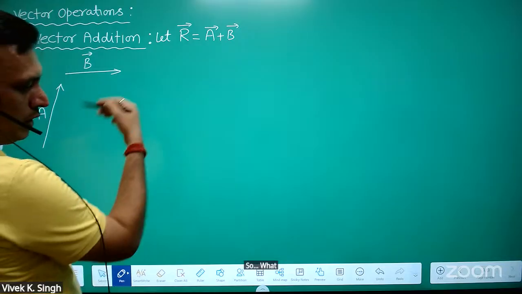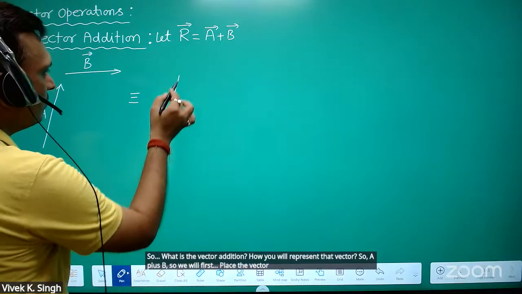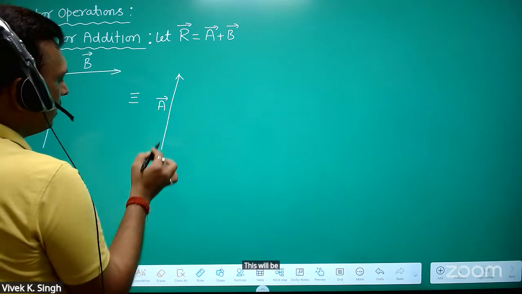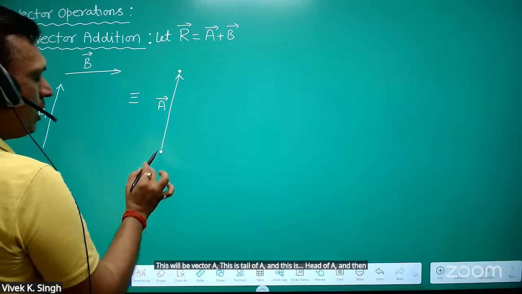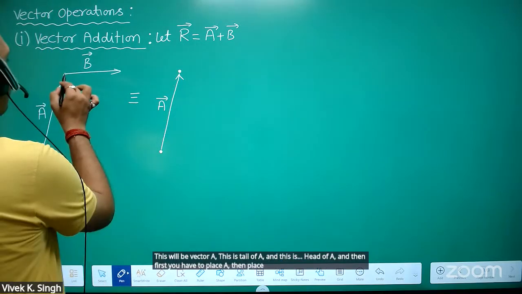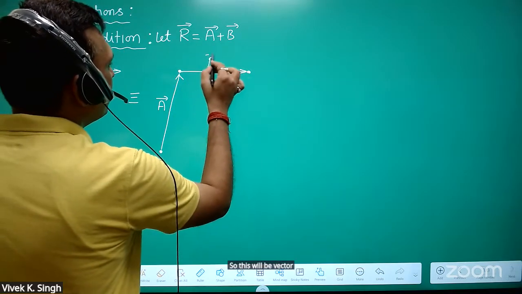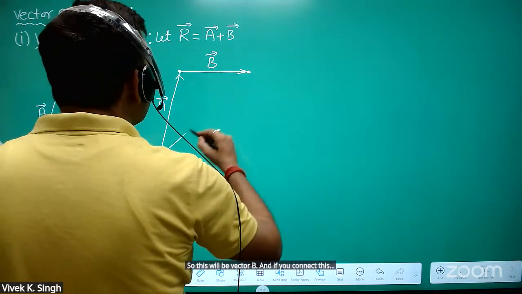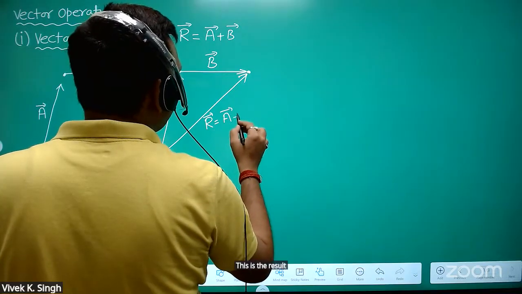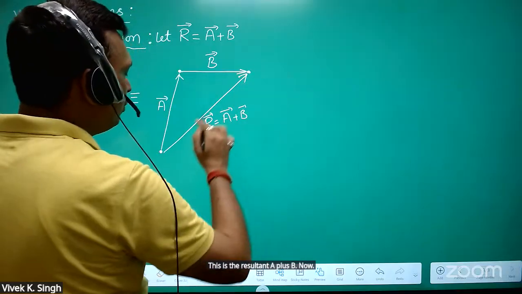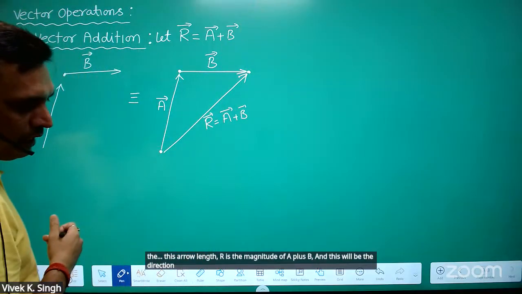So what is the vector addition? How will you represent that vector? So A plus B. We will first place the vector A. This is the tail of A, and this is the head of A. Then place the tail of B on the head of A. So this will be vector B. And if you connect this, it will be the vector R. This is the resultant A plus B. If you see, this arrow length R is the magnitude of A plus B, and this will be the direction of A plus B. Is it clear?